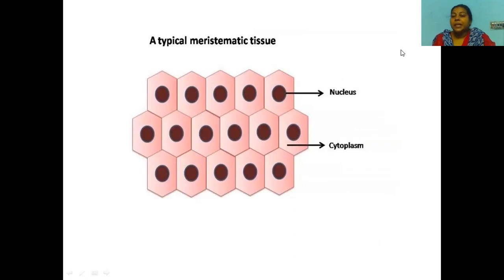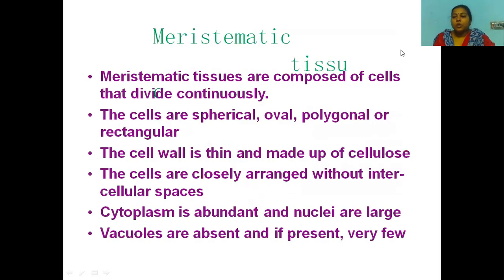Let us see the meristematic tissue, children. It's the diagrammatic representation of the meristematic tissue. So let us see the importance of meristematic tissue. Meristematic tissues are composed of cells that divide continuously. The cells present in this particular tissue keep on dividing continuously. That is the main unique feature of meristematic tissue. This tissue is absent in animal cells.